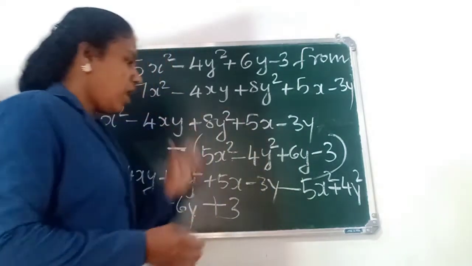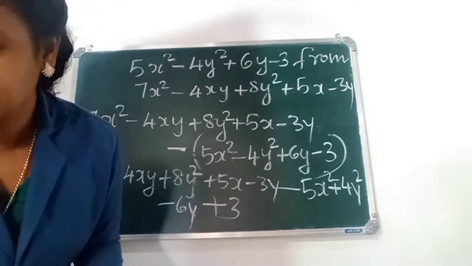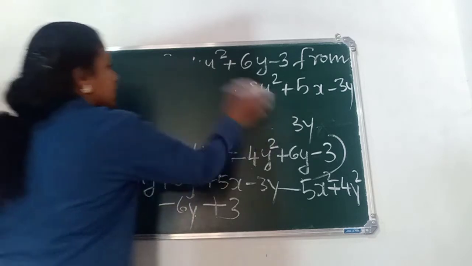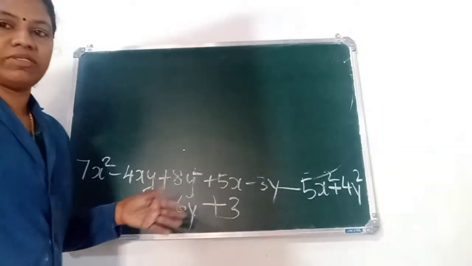Now we have removed the bracket. Now we need to arrange the like terms and unlike terms. That is the next step. So just identify the like terms from the expression.